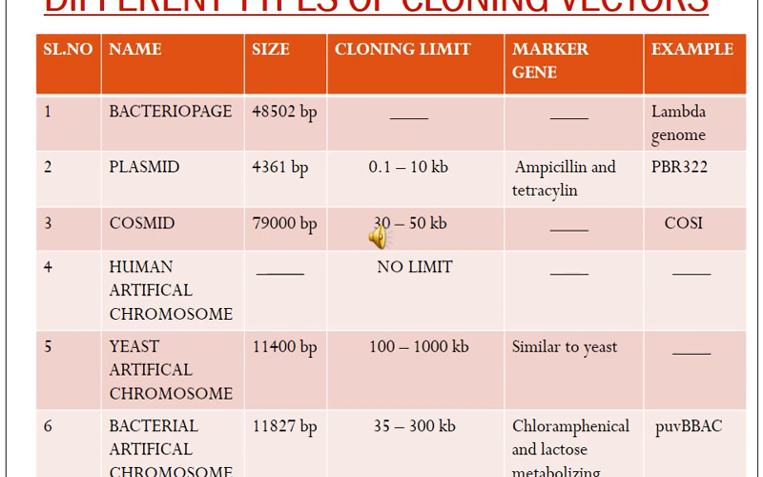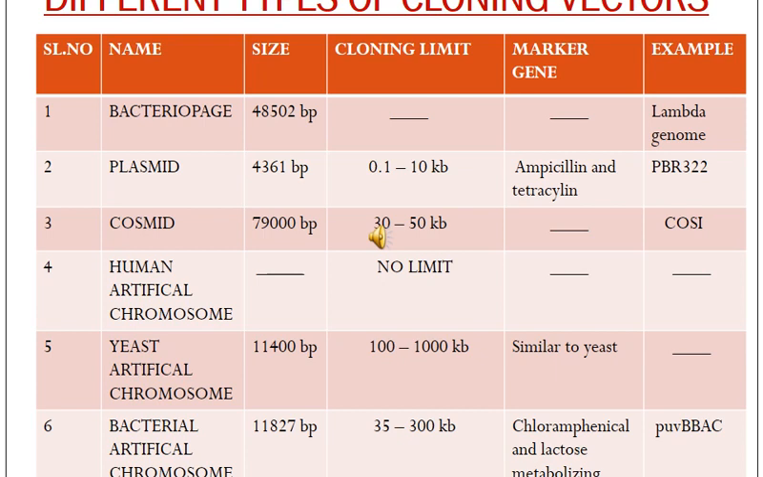Now, the third is cosmid. It has a size of around 79000 BP, and its cloning limit is 30 to 50 kb. It has no marker gene, and the example is cosSI.